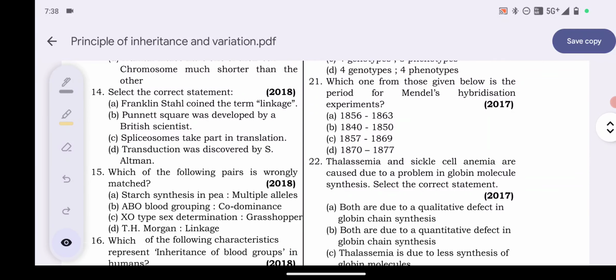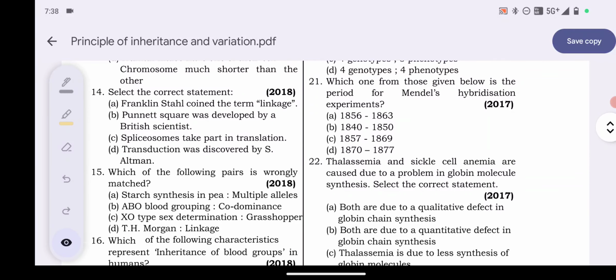Explanation: thalassemia and sickle cell anemia are genetic disorders in which hemoglobin synthesis is affected. In thalassemia, there is a defect in the alpha or beta globin chain. This leads to the synthesis of abnormal red blood cells due to the decreased synthesis of globin molecules, whereas in sickle cell anemia, there is a mutation in beta globin chain resulting in sickling of red blood cells.